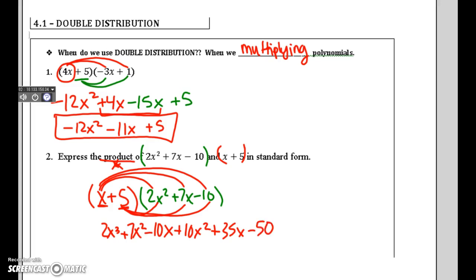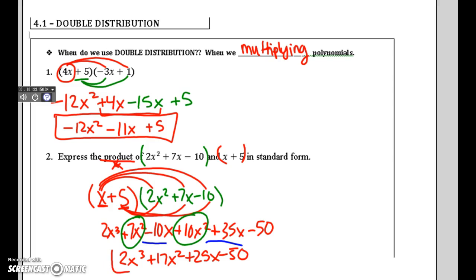Remember that you are not done yet. You need to combine like terms and simplify your answer. So the like terms that I see, I have a 7x squared, 10x squared. I have a negative 10x and a positive 35x. So those are all of our like terms. Let's go ahead and simplify. So I'll bring down my 2x cubed, 7x squared plus 10x squared, 17x squared, plus 25x minus 15. When I write my solution, I always write it with the highest degree up front. So we have x cubed is our first term, then x squared, then x, then our constant.